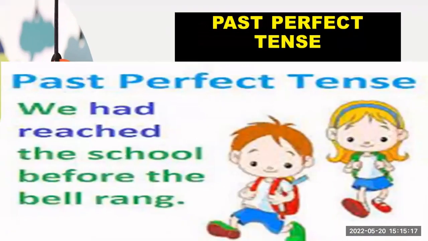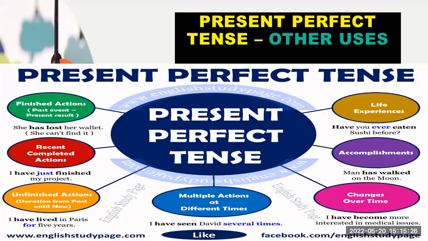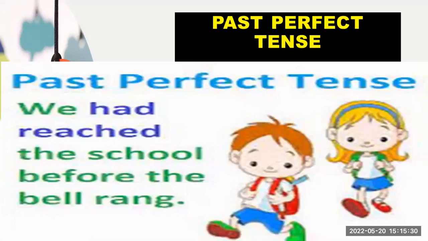Now let's move on to look at the past perfect tense. We are now done and dusted with the present perfect, so we now look at the past perfect tense. We use it to talk about an action that happened before another past event. For example, we had reached the school before the bell rang. Here we have two actions: reaching the school and then the bell ringing. Both happened in the past, but the one that happened before the other is the one we report with the past perfect tense. We call it a past in the past, or a past before the past, if you like. We had reached the school before the bell rang.